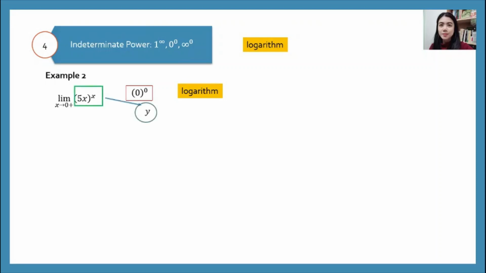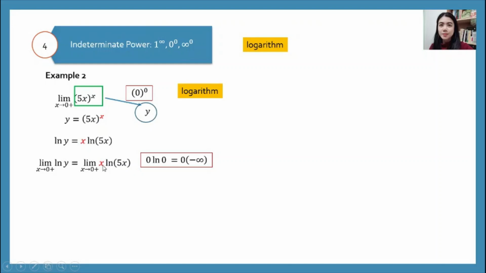So first of all, let 5x power of x equal to y. And then apply ln to both sides. So when you apply ln to both sides, left hand side you have ln y. For the right hand side, you drag the x to the front. So we have x ln 5x, and then you add a limit to both sides.